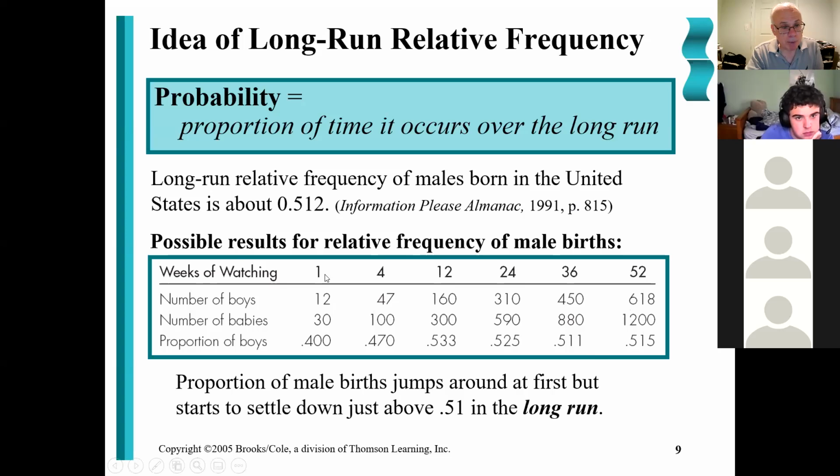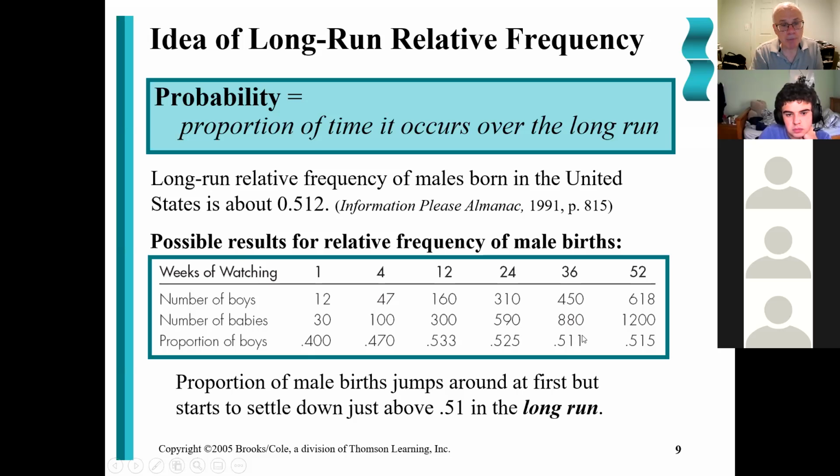In this particular experiment, somebody watched for a week and found that 40% of the babies were boys. Over 4 weeks, 47%. Over 12 weeks, 53%. And it jumps around a little bit. But the longer we watch the babies, the greater number of weeks we watch them, the closer we're going to get to the actual proportion. Okay.